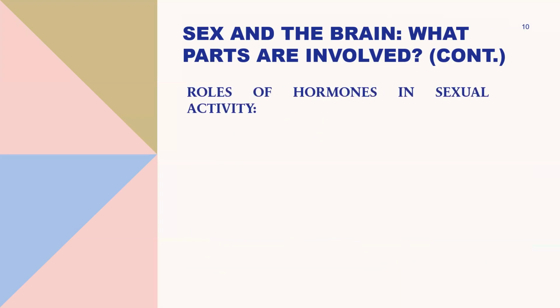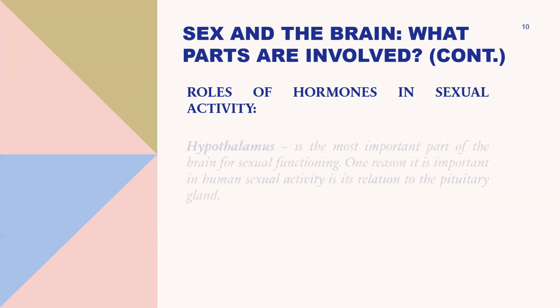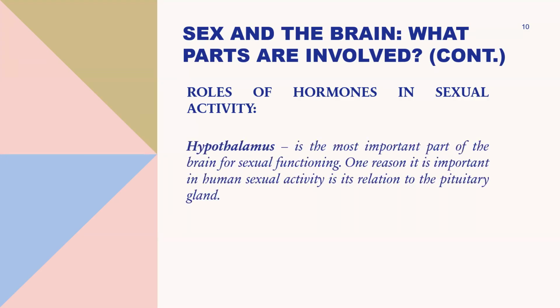So how about talking about the hormones? Let's examine the roles of hormones in sexual activity. Now, the hypothalamus is the most important part of the brain for sexual functioning, because this is a small area at the base of the brain that has several groups of nerve cell bodies that receive input from the limbic system.